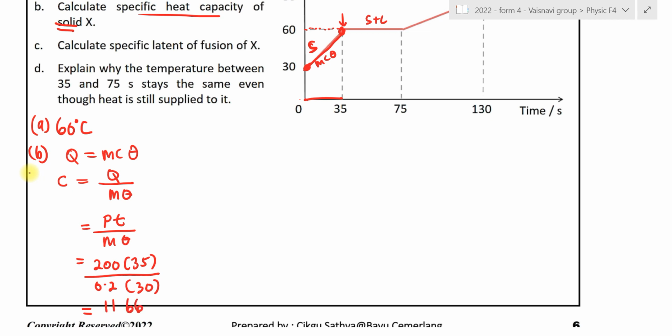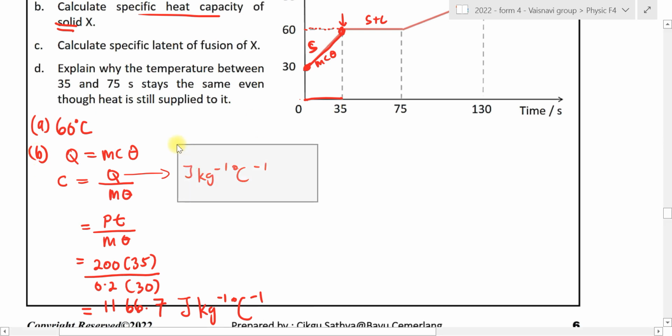1166.67. 66.7 lah. Okay, dia punya unit. Kena tahu. Q adalah joule. Mass dia adalah kg kan? Kg kita tolak 1. Theta ni degree Celsius tolak 1. Betul? So you just follow that. J kg^-1 degree Celsius^-1. Macam tu. Okay. Right. Next one.